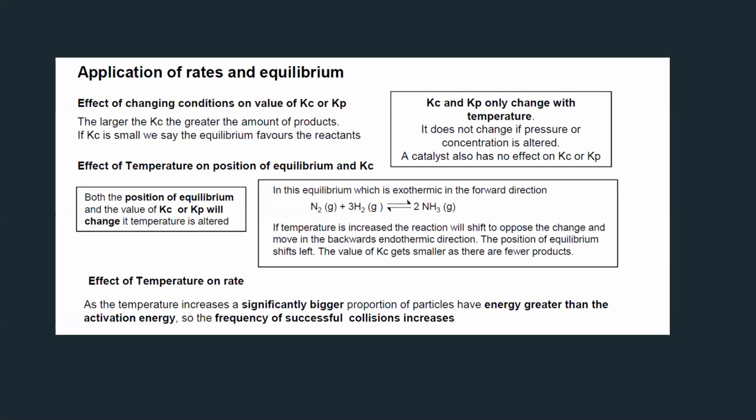So if we use a catalyst, or if we add reactant or remove product, all these things can alter the mole ratio, but they do not alter the value of Kc or Kp. The only thing which changes the value of Kc and Kp is the temperature.